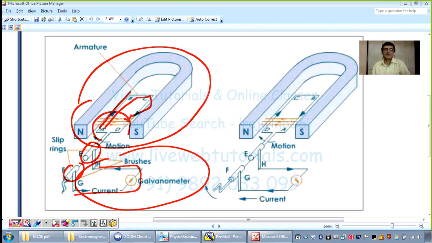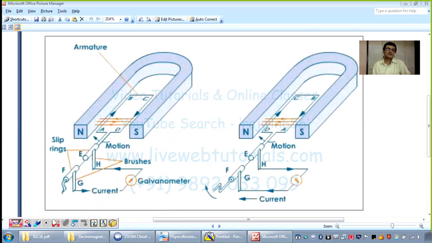So what are the factors on which the amount of current obtained from this AC generator depends? First is obviously how many turns there are in the coil, the number of turns. Second is how fast the rotation of this coil is taking place. And the third factor is the strength of your magnet.